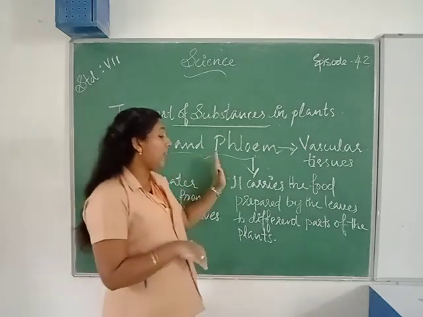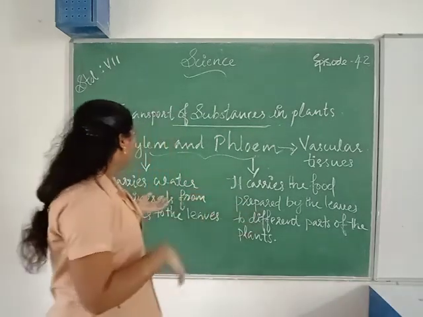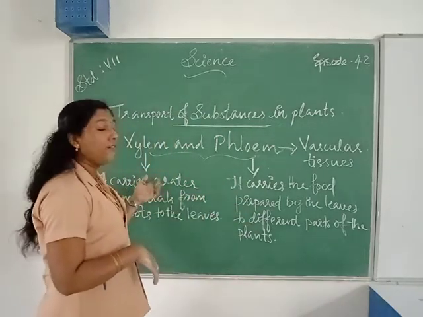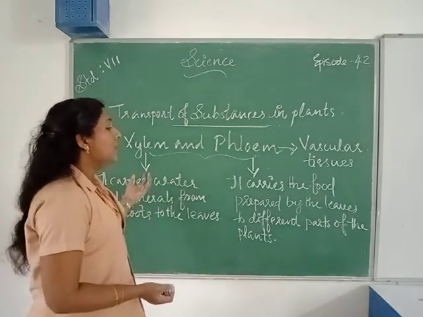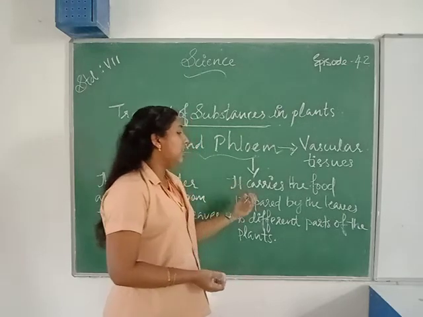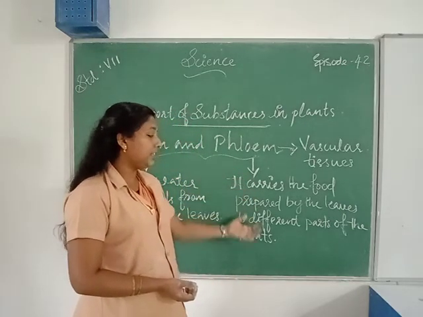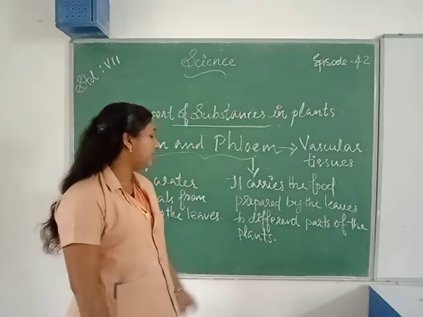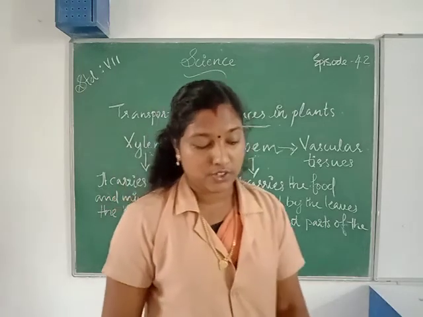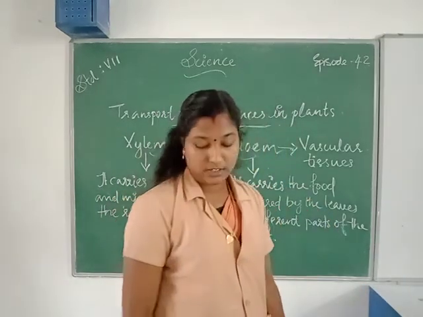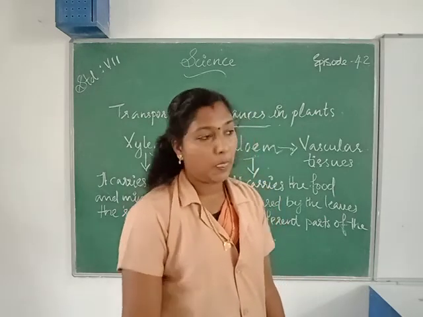Then phloem. Phloem carries the food prepared. How is the food prepared? The food is prepared with the help of water and carbon dioxide during photosynthesis. The phloem carries the food prepared by the leaves to different parts of the plants. These are the functions of xylem and phloem.